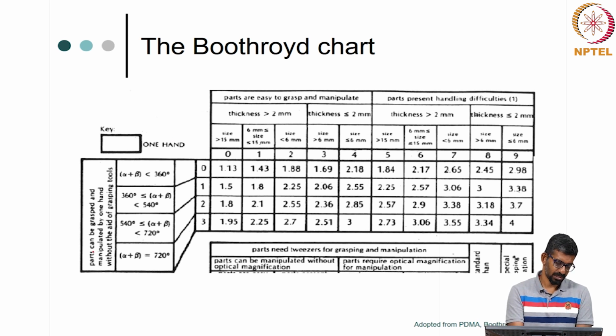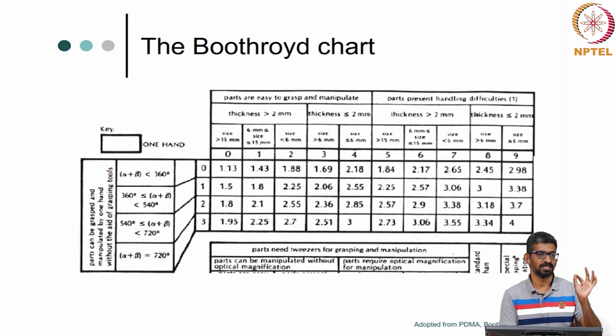What this one says is part can be grasped and manipulated by one hand without the aid of grasping tools. The second one will be 2 hands or one hand with a tool or something like that. So, first, can your part be handled without a tool? Can it be handled by a single hand? Yes. Then you need to look into the options that you have.